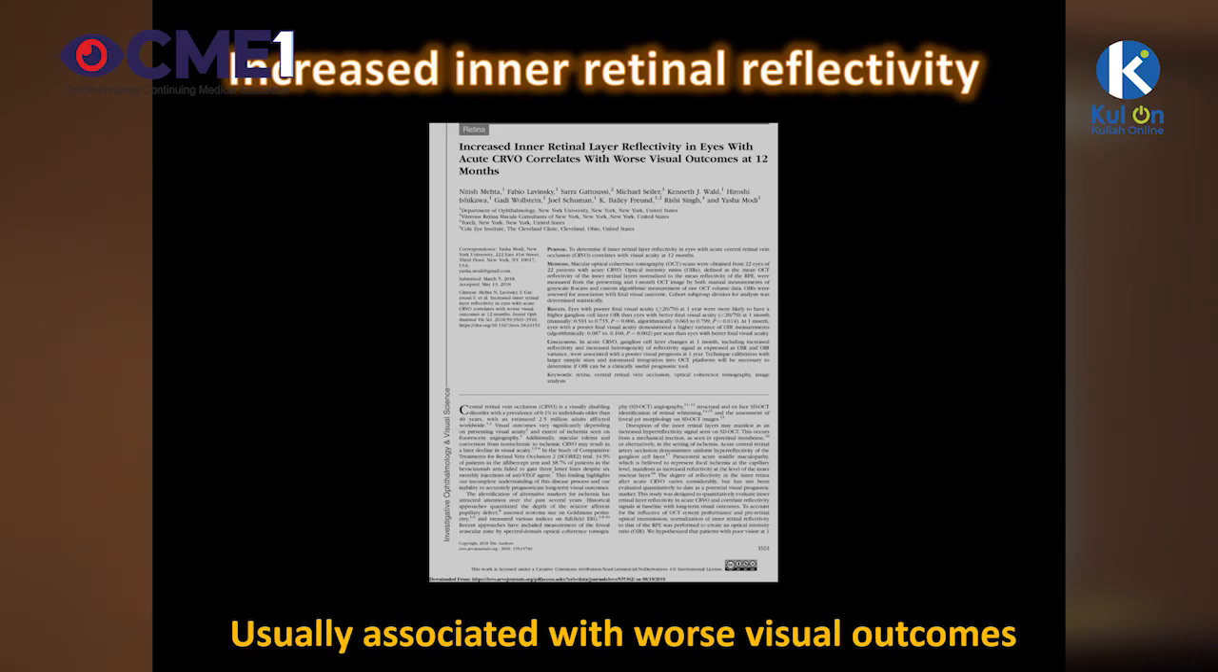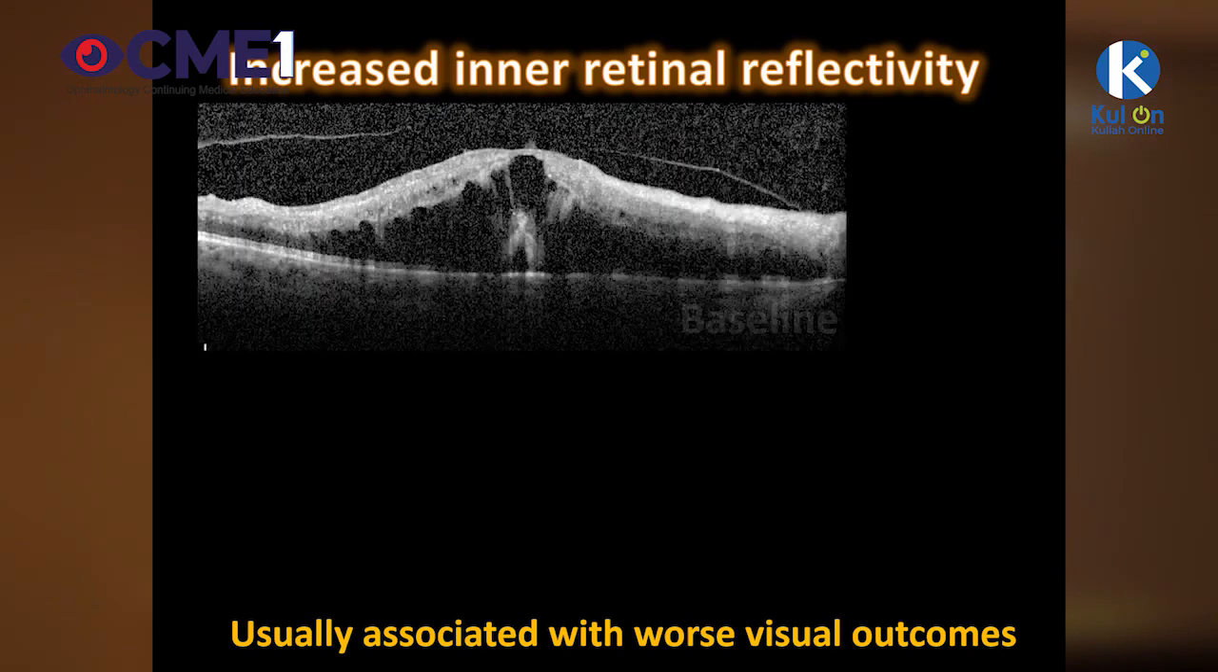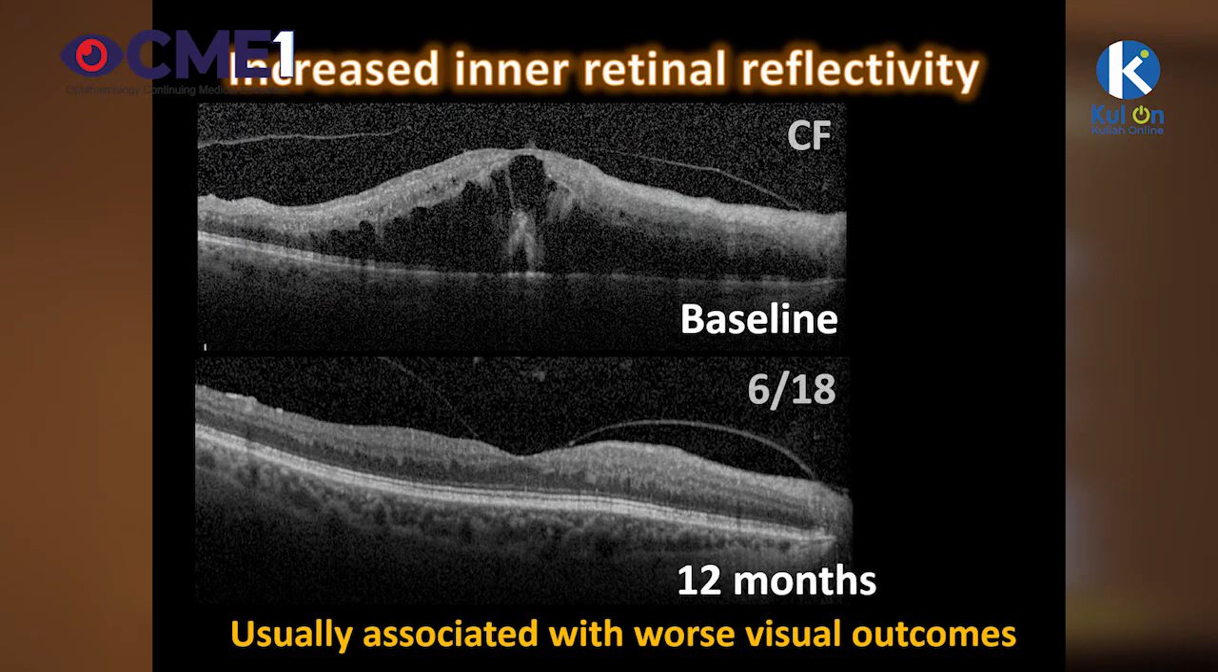So when you see that increased retinal reflectivity on the OCT, those patients typically do much worse than the patients that have PAM lesions. So in this particular patient, I treated them with intravitreal therapy, but after 12 months of treatment, they are only seeing 6/18, even though all the macular fluid is gone.